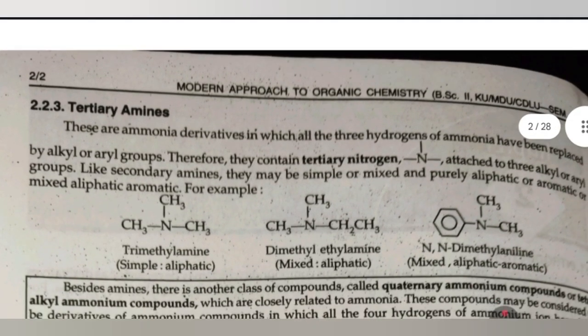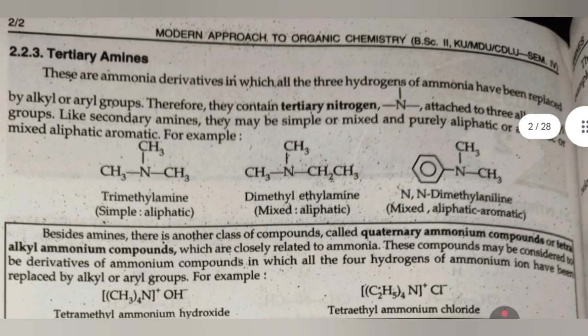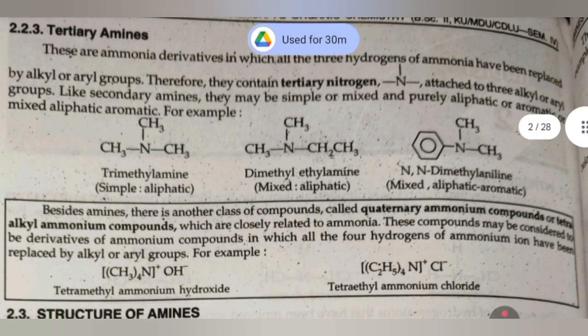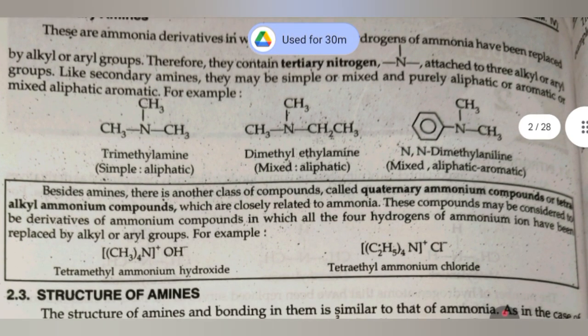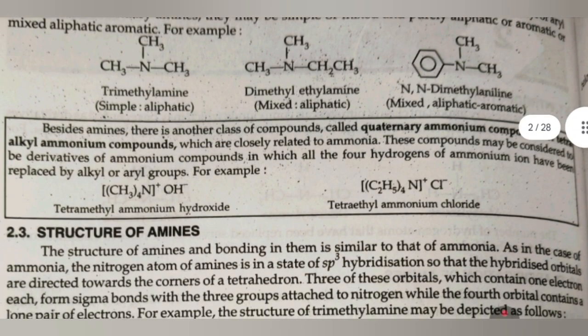Tertiary amines. These are ammonia derivatives in which all three hydrogens of ammonia have been replaced by alkyl or aryl groups. Therefore, they contain tertiary nitrogen attached to three alkyl or aryl groups. Like secondary amines, they may be simple or mixed and purely aliphatic or aromatic or mixed aliphatic-aromatic.